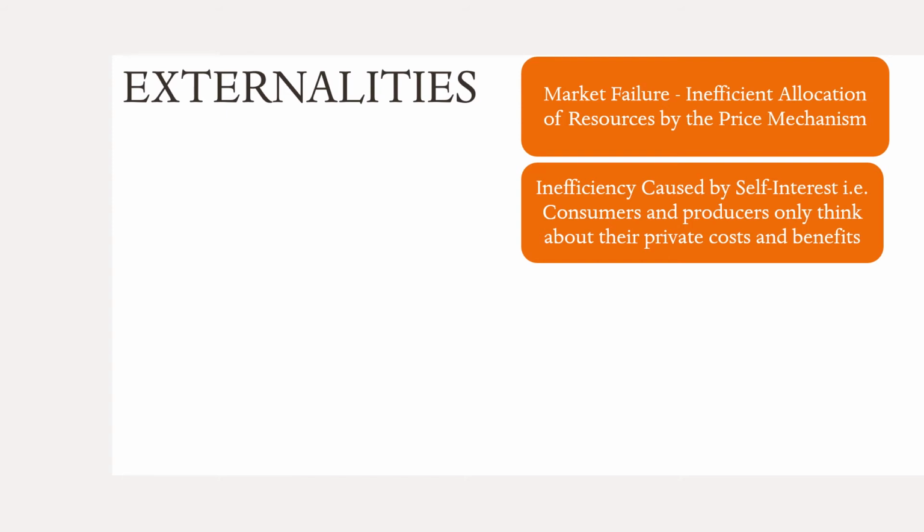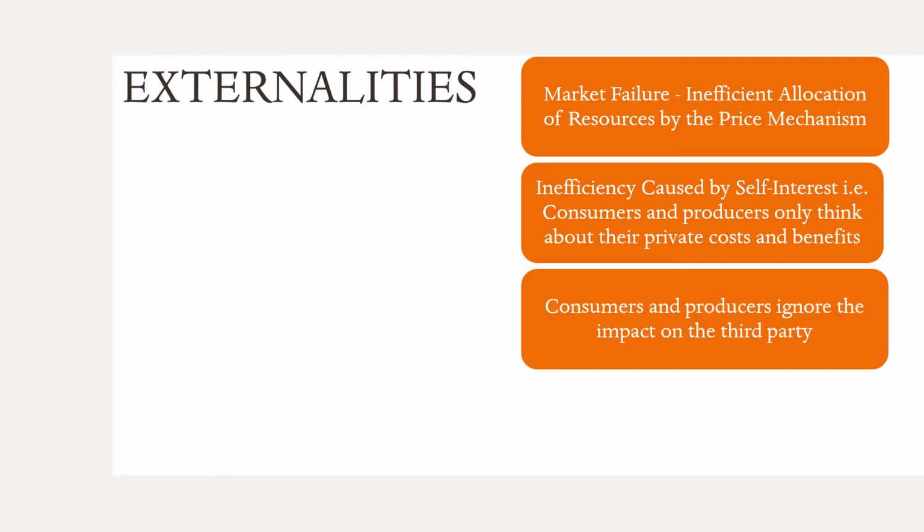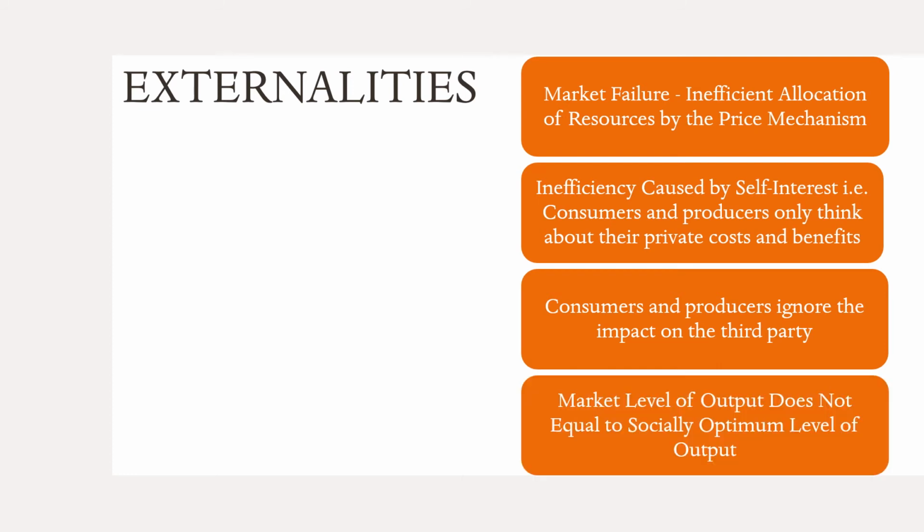While this may work in certain markets, there are markets where the impact on the third party is very significant, but it is ignored by the consumers and producers in that market. This impact on the third party could be positive or negative. And due to the impact being ignored, it leads to certain goods and services not being produced and consumed at the most efficient level. In other words, the market level of output does not equal the socially optimum level of output.